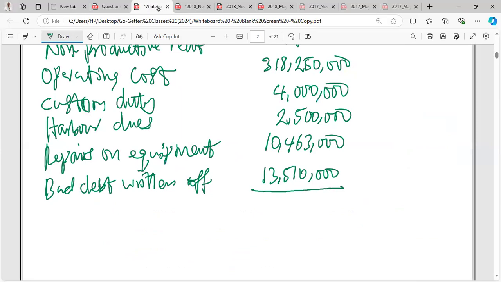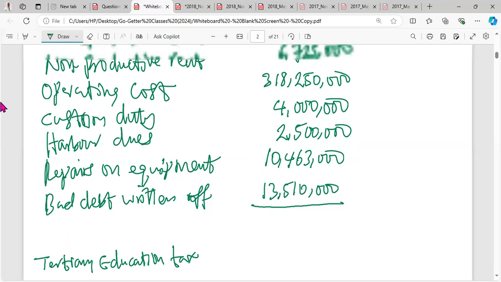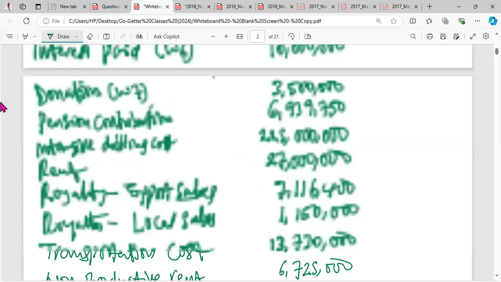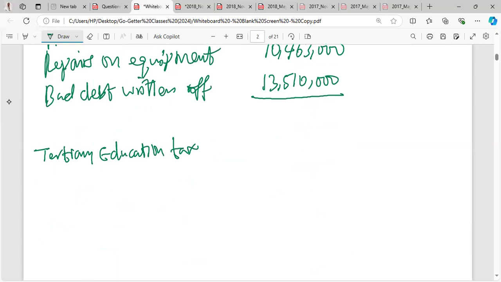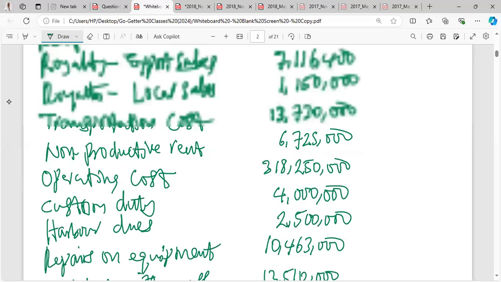Of course, we know we are going to calculate tertiary education tax. So this will be tertiary education tax. And that should be workings number, let's see, where do we stop? Workings number 6. So the next one will be workings number 7. But before we calculate the tertiary education tax, let's sum these things up here.